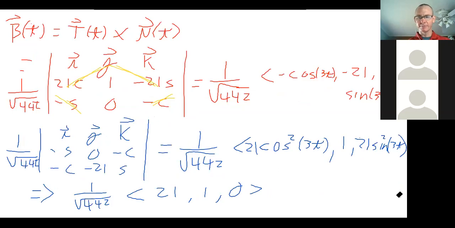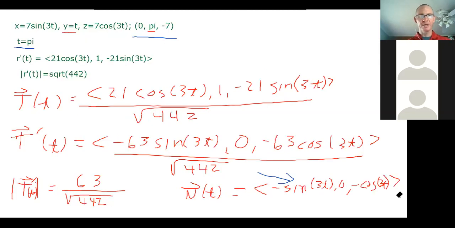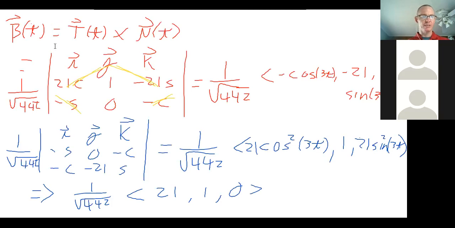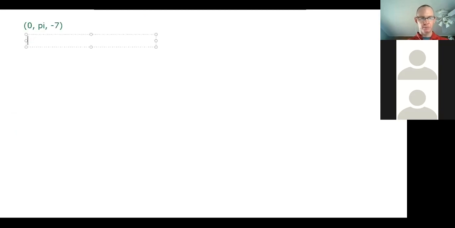So let me get a new page. And let's consolidate. So our point is 0, pi, -7. And our vector is 21, 1, 0, times 1 over the square root of 442.